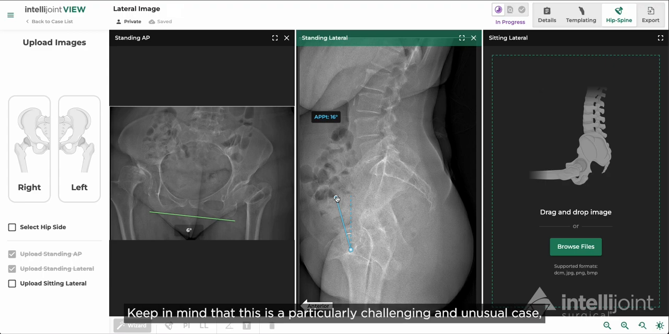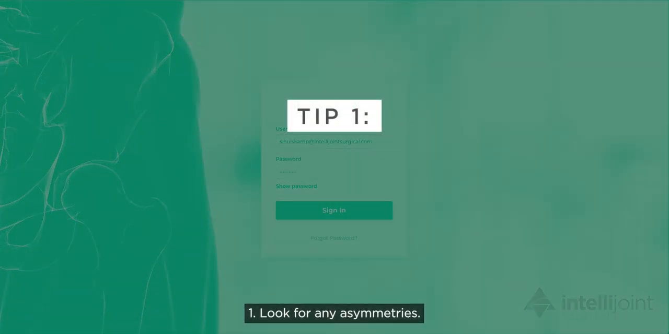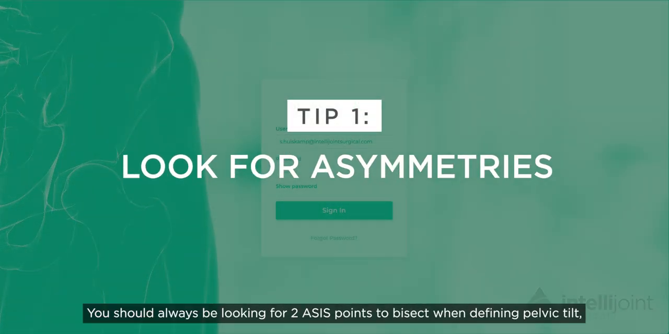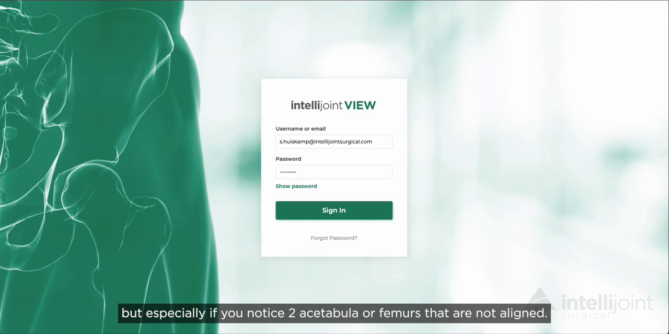Keep in mind that this is a particularly challenging and unusual case, but it certainly highlights the value of looking at multiple views to gain perspective. So to recap, 1. Look for asymmetries. You should always be looking for two ASIS points to bisect when defining pelvic tilt, but especially if you notice two acetabula or femurs that are not aligned.